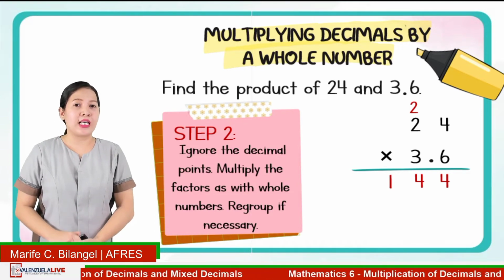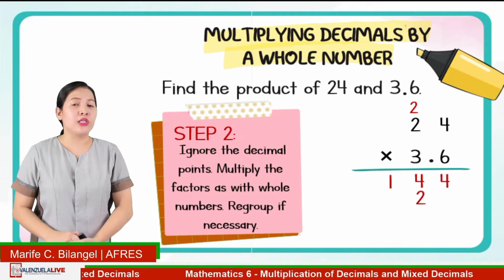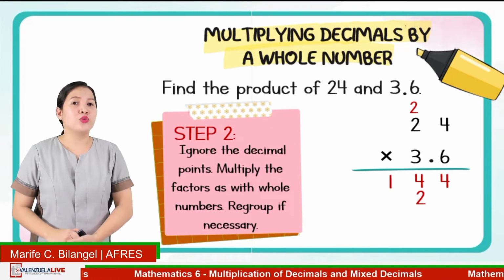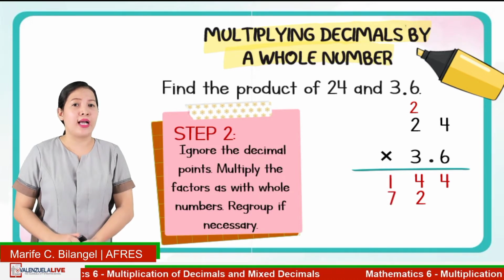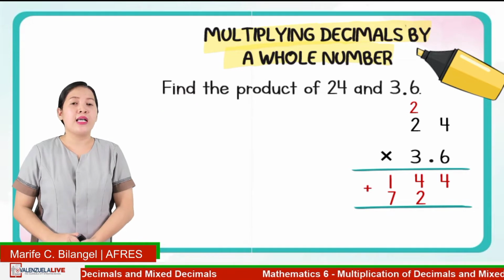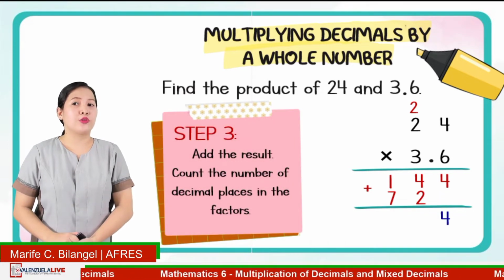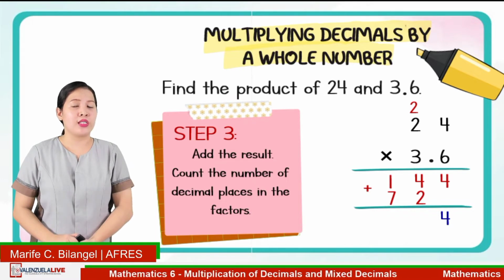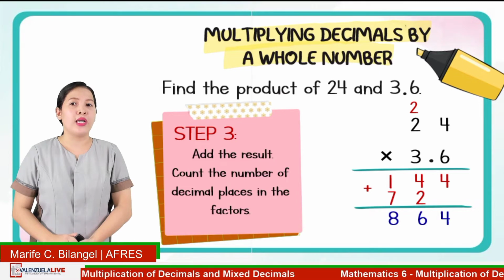4 times 3 is equal to 12. Write down 2, regroup 1. Then 2 times 3 is equal to 6 plus 1, that is equal to 7. Let us now add the result. Bring down 4. 4 plus 2 is equal to 6. 1 plus 7 is equal to 8.